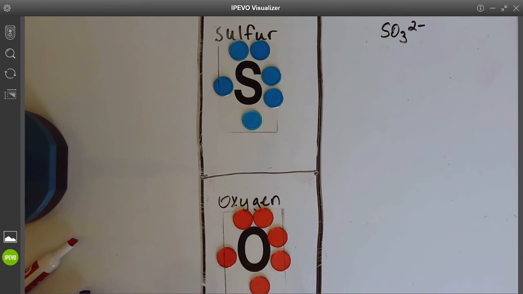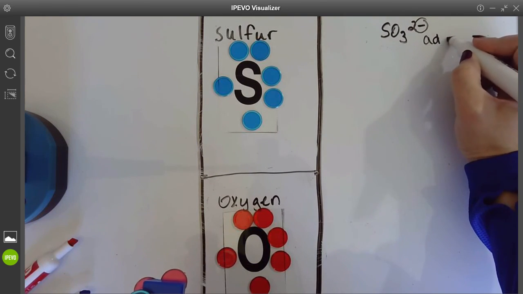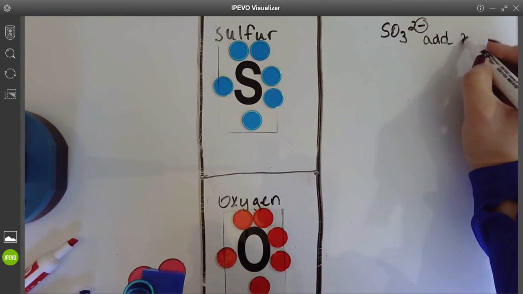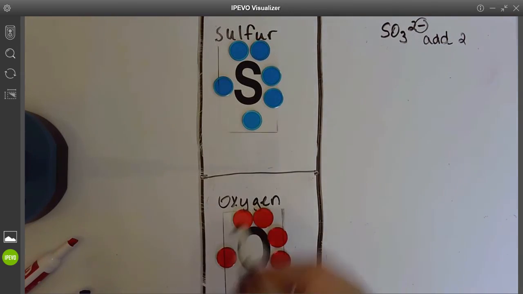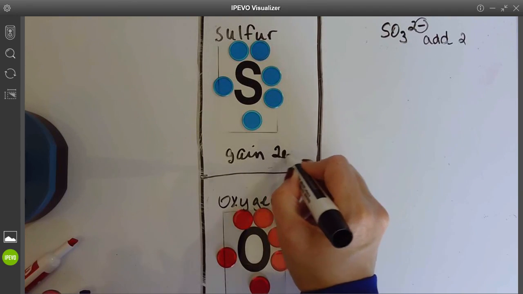All right, so before we build the structure, let's talk about what this -2 charge means. When you have a negative charge, it means we're going to add electrons. And the value of the charge tells me how many we're going to add. So in this case, I have a -2, so we're going to add 2 electrons. Now again, for bookkeeping purposes, I like to add or subtract from the central atom. So since I only have 1 sulfur, sulfur is going to be my central atom. So this atom is going to gain 2 electrons.